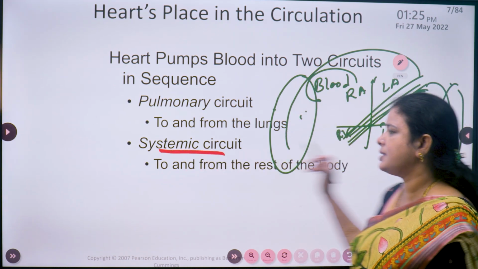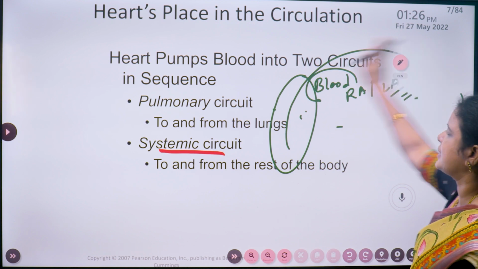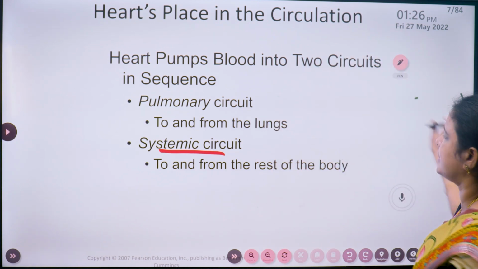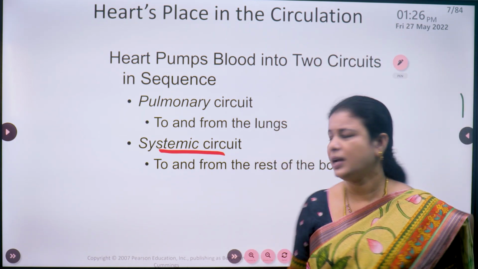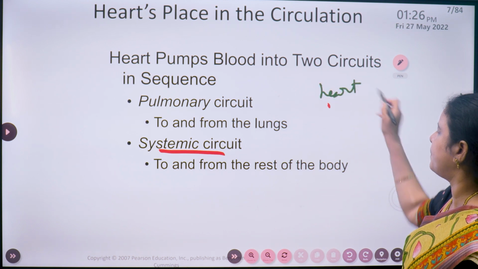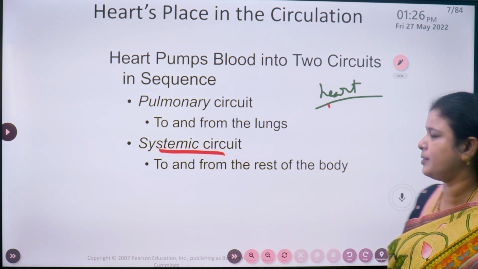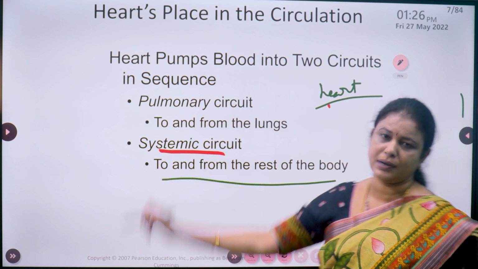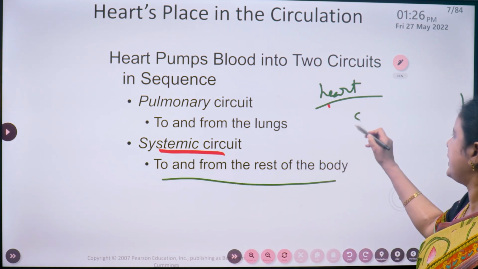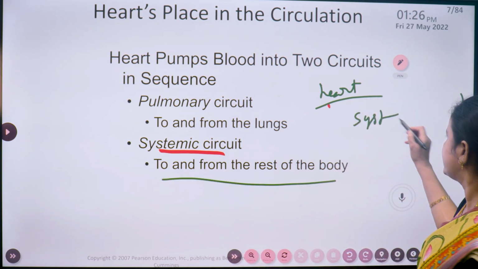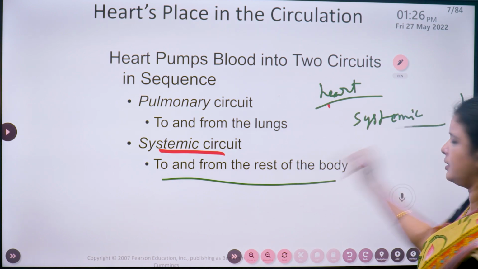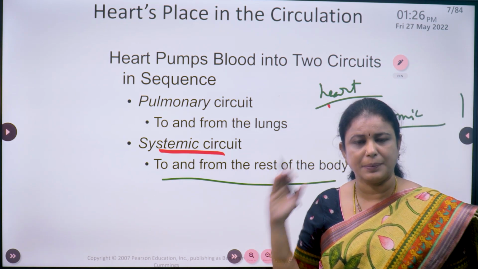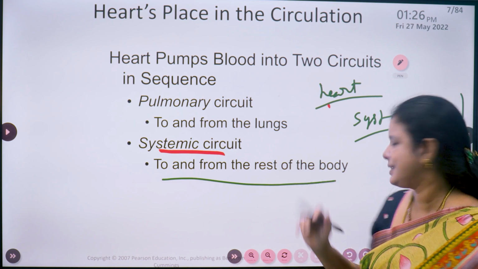Next is the systemic circuit. In systemic circulation, the parts of the body get supplied. How the heart pumps blood to all the parts of the body, the rest of the body, is called systemic circulation. So in circulation we have pulmonary circulation and systemic circulation.